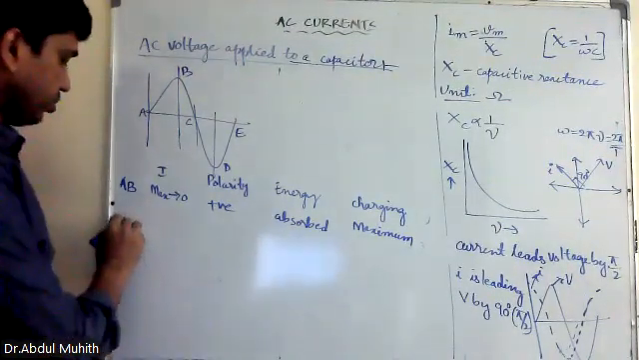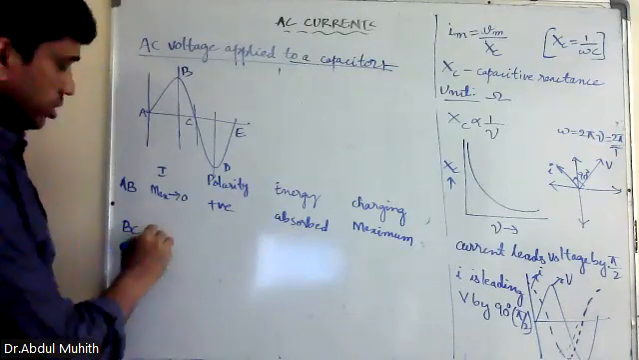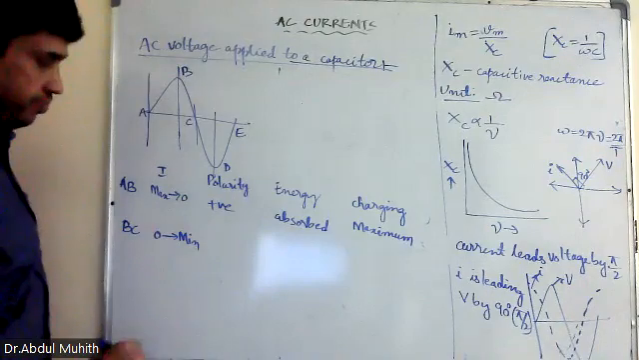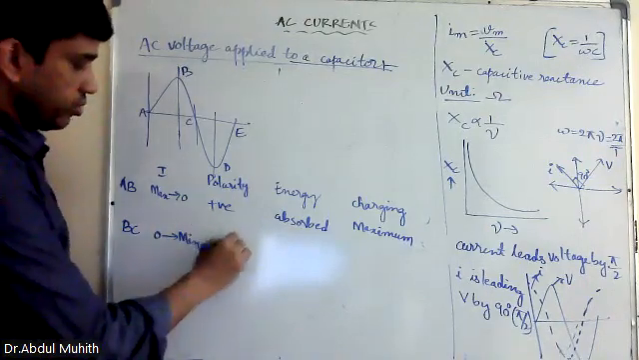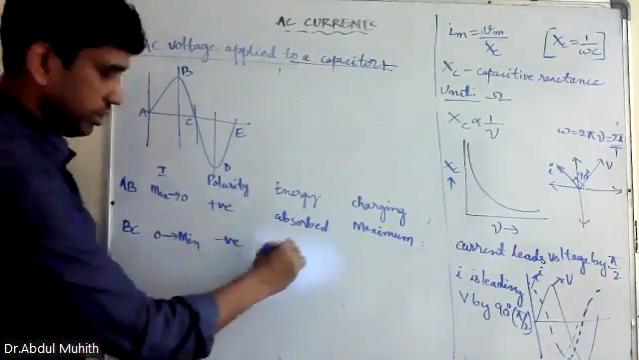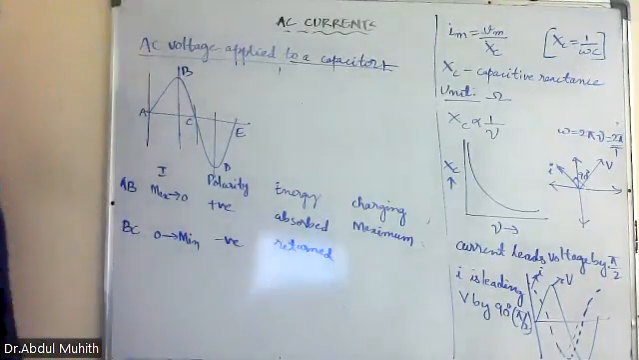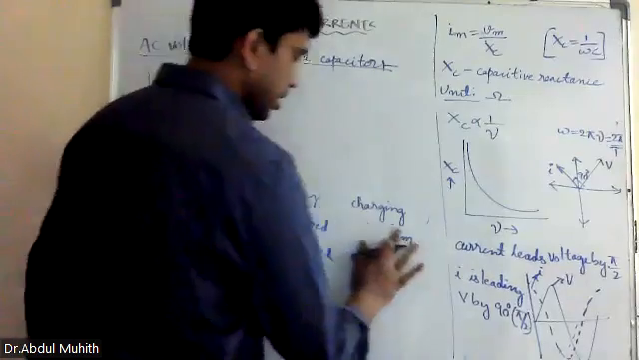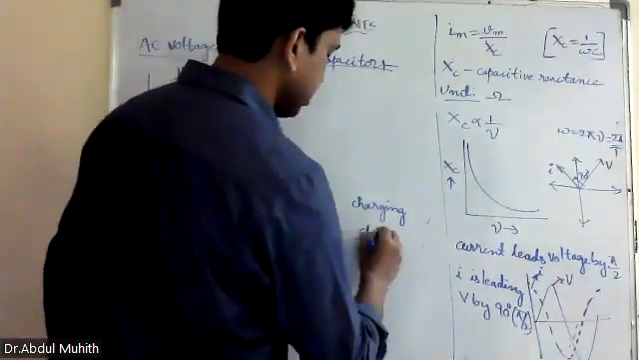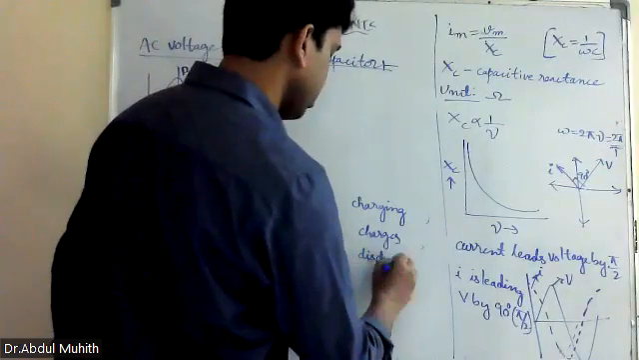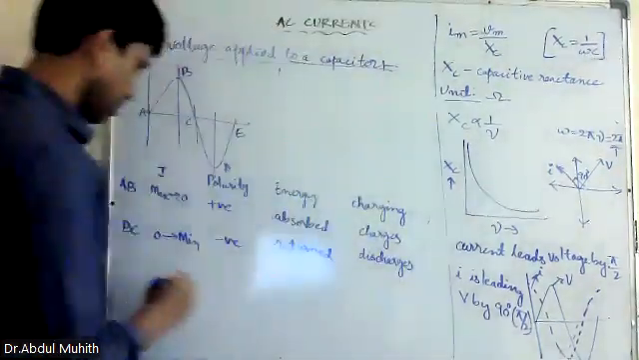Second one, B to C. It is 0 to minimum. Now here polarity is negative, and energy is released or returned. Again, it charges and discharges here. It charges in the first quarter cycle and discharges in the second quarter cycle.